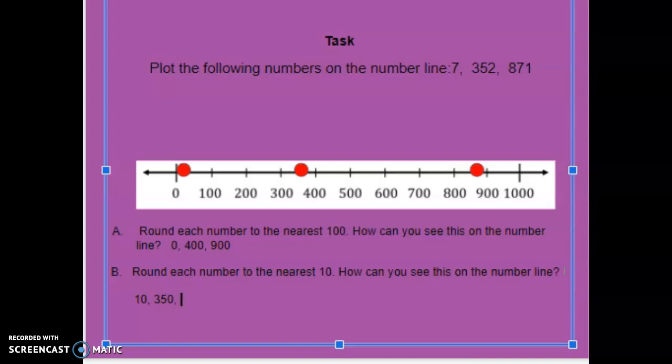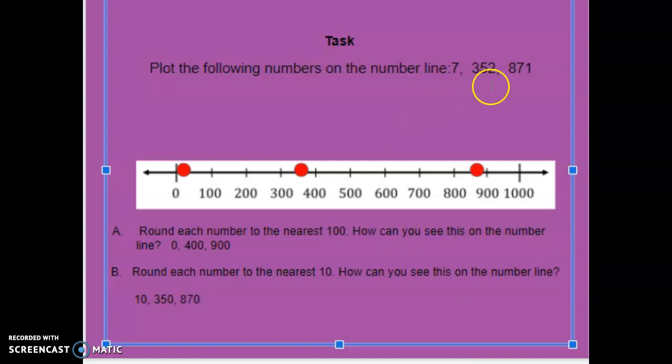And let's think about 871. If I'm thinking about 871, I also know that if I'm looking at that tens place value and it's a 7, I know it's going to be between 870 and 880. So I know that 871 is closer to 870 based on our knowledge of 875 being the middle number. So it's going to round to 870.